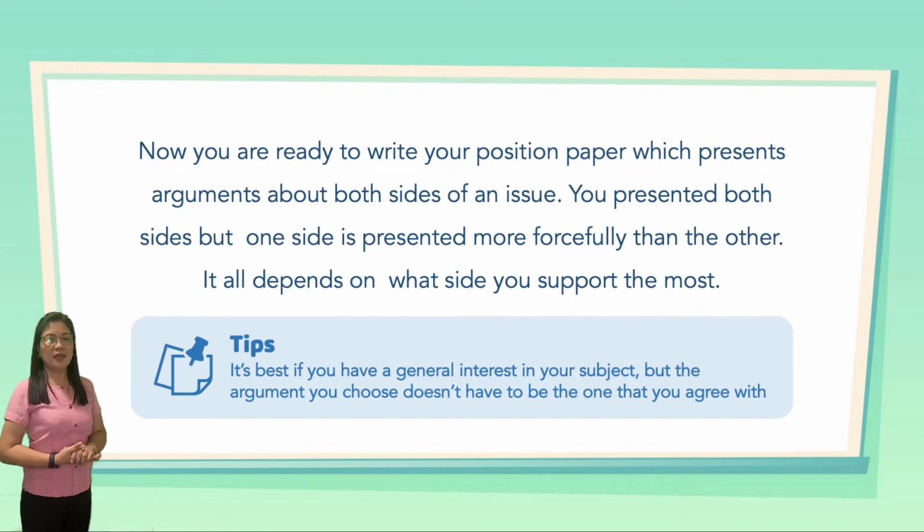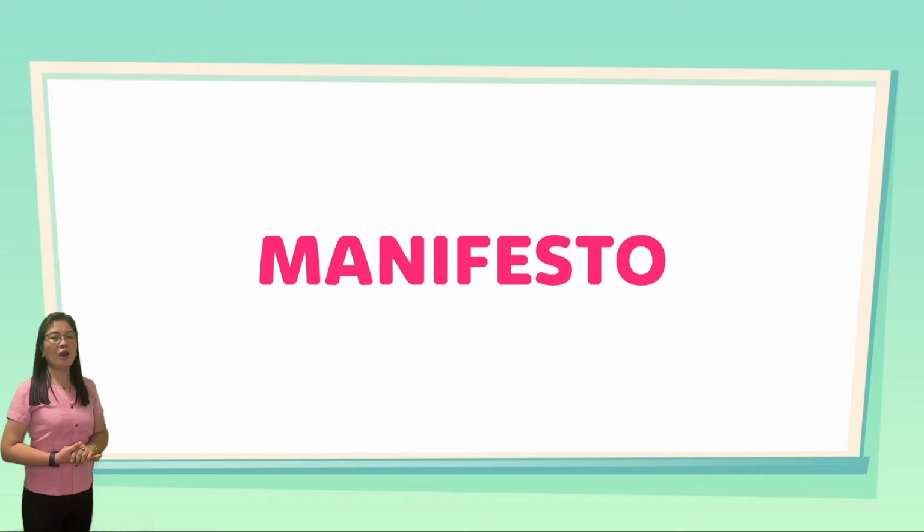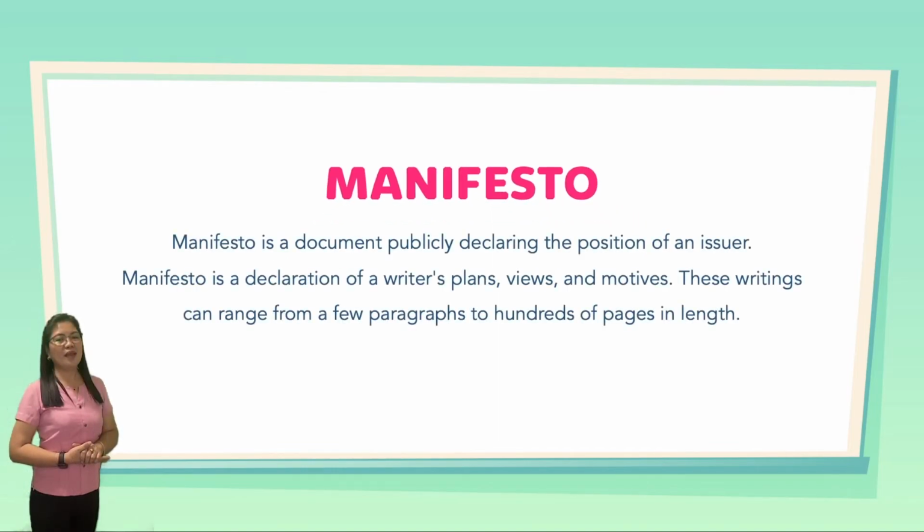Tip: it is best you have general interest in the subject, but the argument you choose doesn't have to be the one that you agree with. Your position paper can somehow be your personal manifesto. A personal manifesto is a piece of writing that some people use to keep them focused on meeting their goals. A manifesto is a document publicly declaring the position of an issuer. A manifesto is a declaration of a writer's plans, views, and motives. These writings can range from a few paragraphs to hundreds of pages in length.